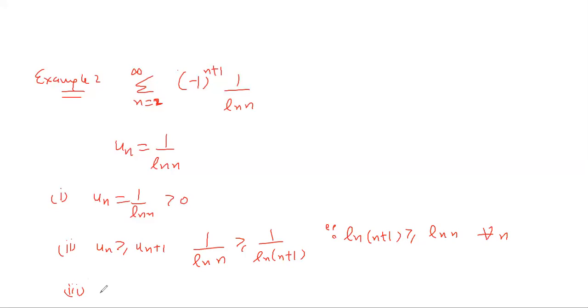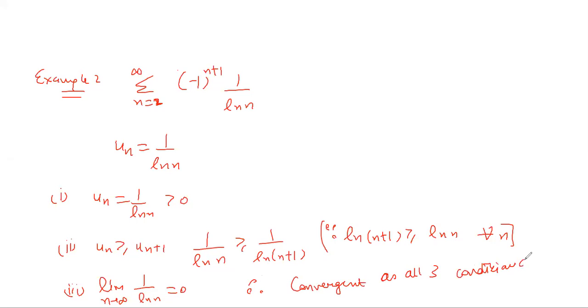And the third condition is limit n tending to infinity 1 by log n should be 0, which is true. We know that is 0. So don't think that I'm just writing it. I'm actually solving them. It is just that the calculations are so trivial, they don't need any explanation. We know that the value of this limit is 0. So here also you will be writing your answer as convergent, as all the three conditions are satisfied. Right?